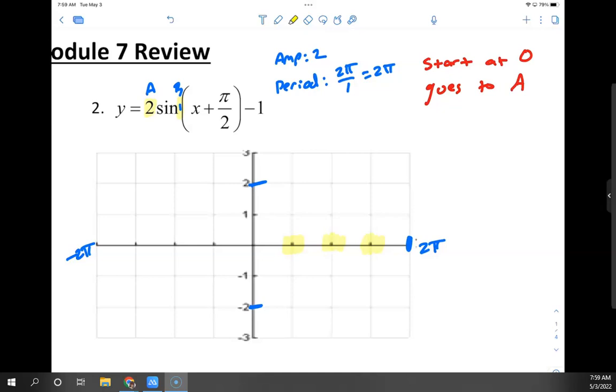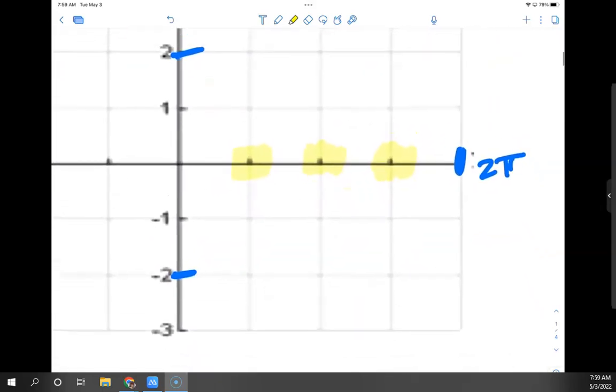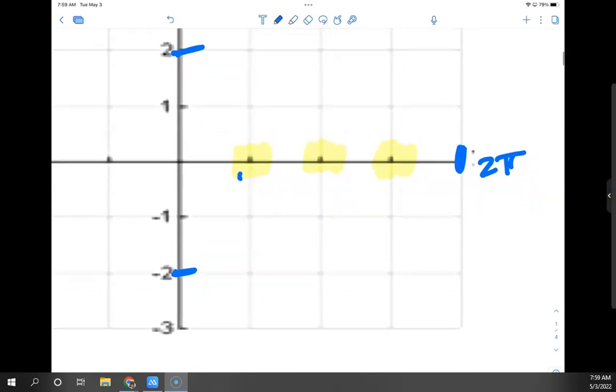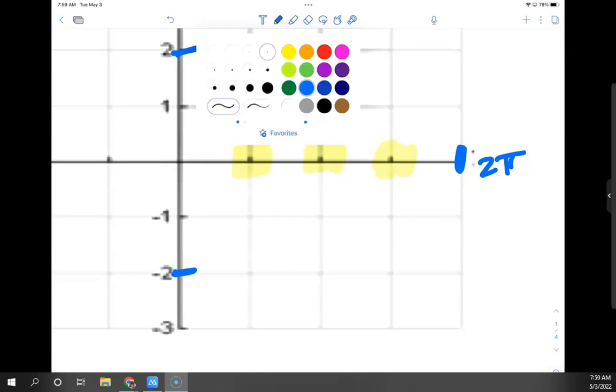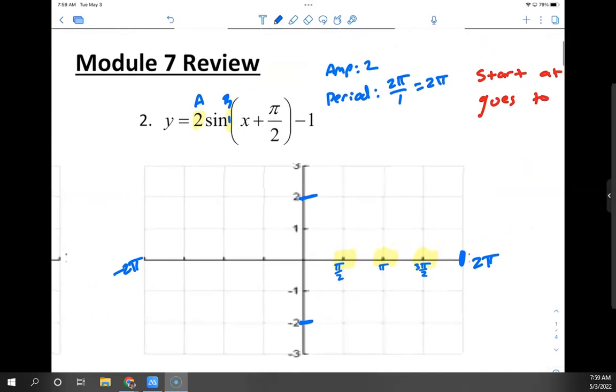You can either do half and half again, or you can just do a quarter and come down here. So 2 pi divided into 4 parts. 2 pi divided by 4 is pi over 2. So I put this pi over 2. So it's 1 pi over 2, and then you just count it. 1 pi over 2, 2 pi over 2, 3 pi over 2. 2 pi over 2 is just pi. 3 pi over 2, 2 pi. Okay? So that's what you do first. That's what A and B will tell you. You guys good with all that?